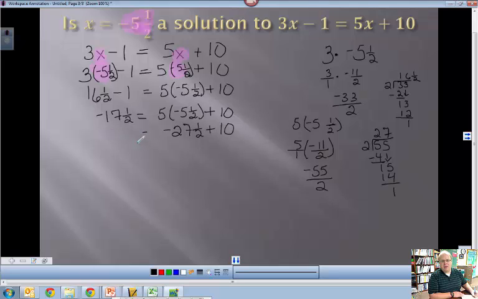I want to see, does that equal negative 17 and 1/2? Well, I'm not all the way done now, because now I'm going to add a positive 10. Well, when I do that, I'm going to end up with a negative 17 and 1/2. And if you look at the other side, my other side also equals negative 17 and 1/2. So therefore, looking at these two, they are equal to each other. So my answer is yes, negative 5 and 1/2 is a solution to this equation.